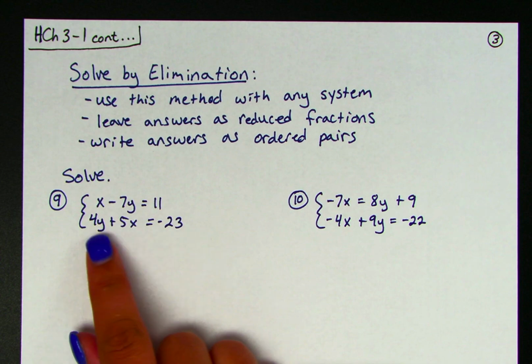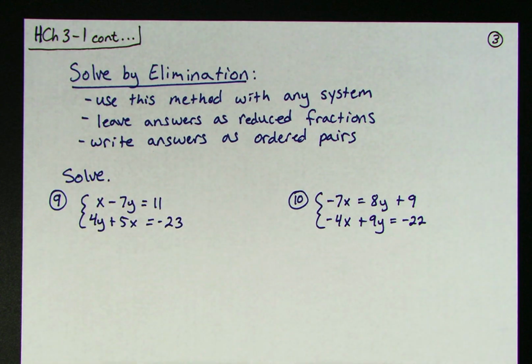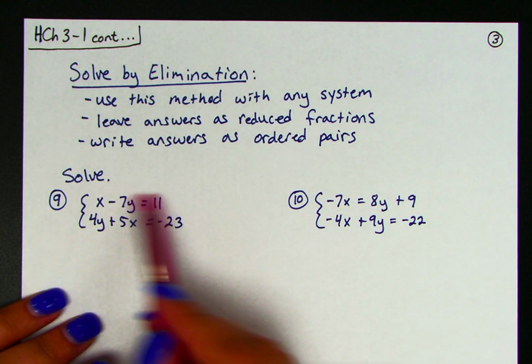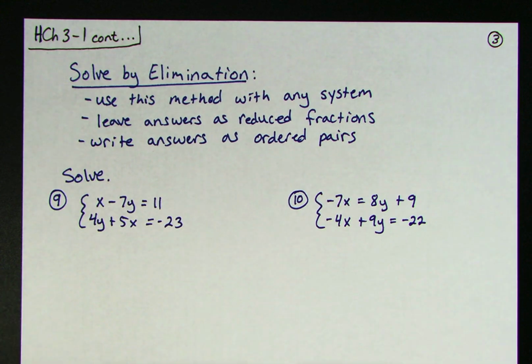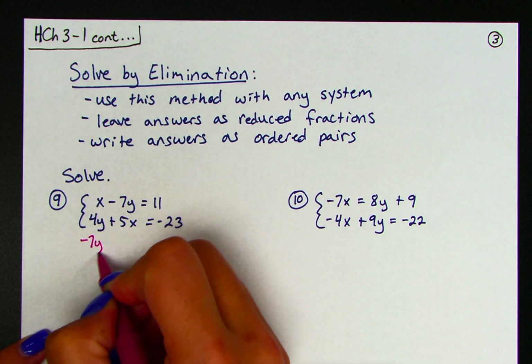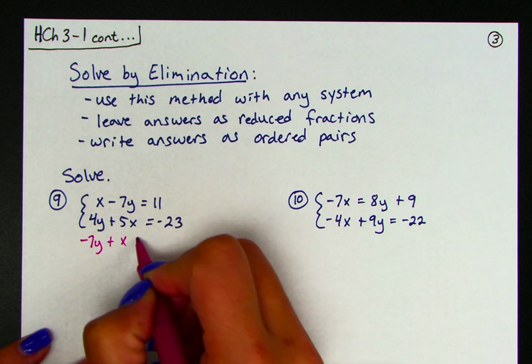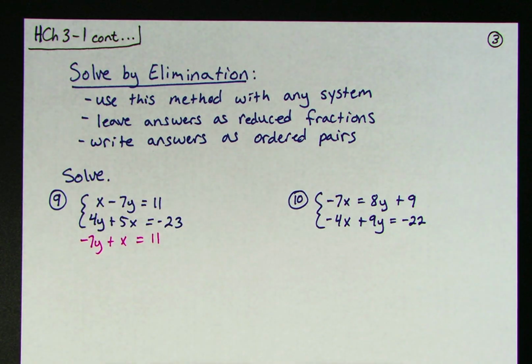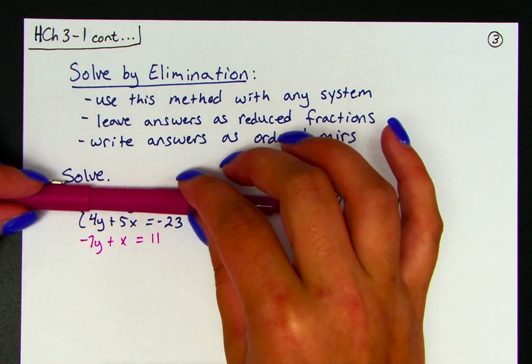Okay. So looking at number 9, the formatting doesn't match because here I have x, y equals a number, and this one I have y, x equals a number. So I'm going to need to do some flipping around. So I'm going to make the top equation match the formatting of this second one. So I'm going to put this negative 7y first, so negative 7y, and then plus x equals 11.